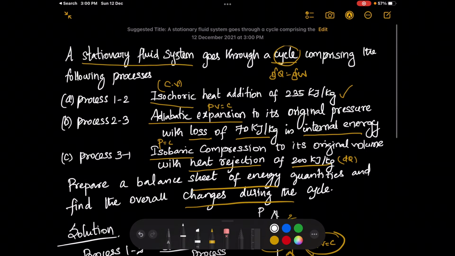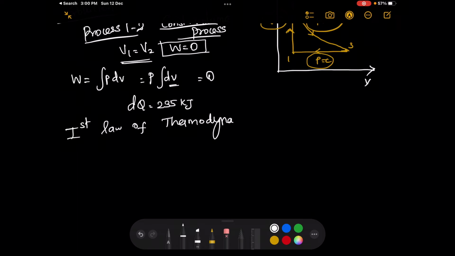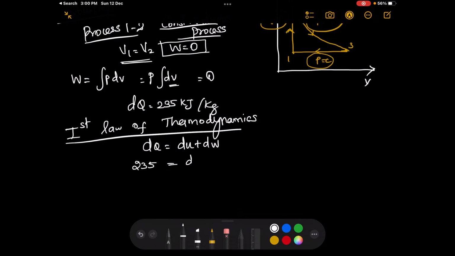Process 1 to 2 gives the heat addition. dq is given, heat addition dq is 235 kilojoules. Now we apply the first law of thermodynamics. The formula we know is dq is equal to du plus dw. Here dq is 235 kilojoules per kilogram, equal to du plus dw. For a constant volume process work done is 0. So du is equal to 235 kilojoules per kilogram.